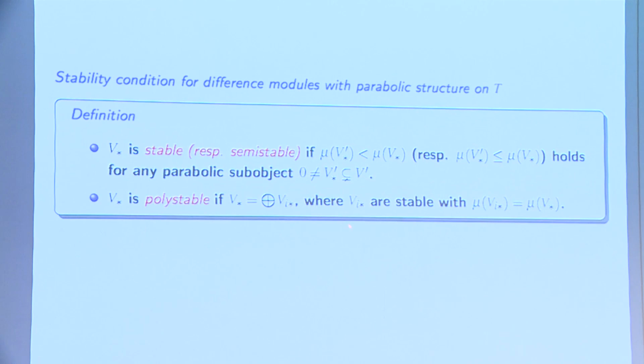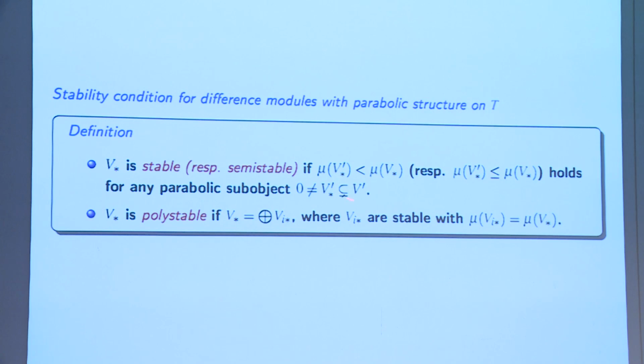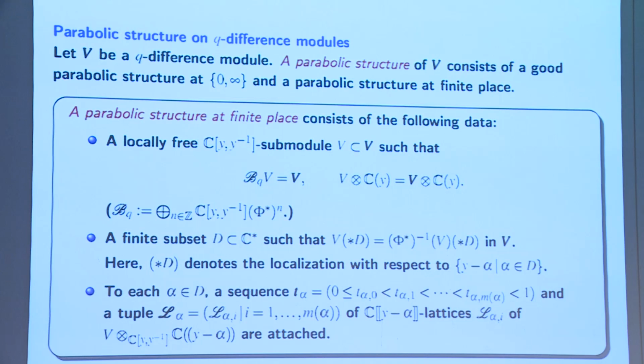I mean, V star is stable if the slope of every non-trivial subobject is strictly smaller than the slope of V star. And V star is defined to be polystable if it is a direct sum of stable objects with the same slope. So this is the definition of stability in the context of difference modules with parabolic structure on elliptic curves. And let me explain parabolic structure on Q difference modules.